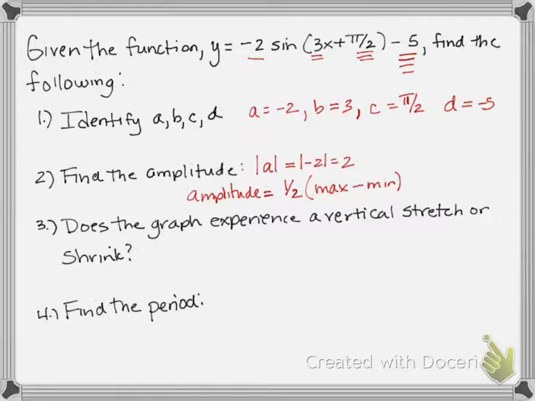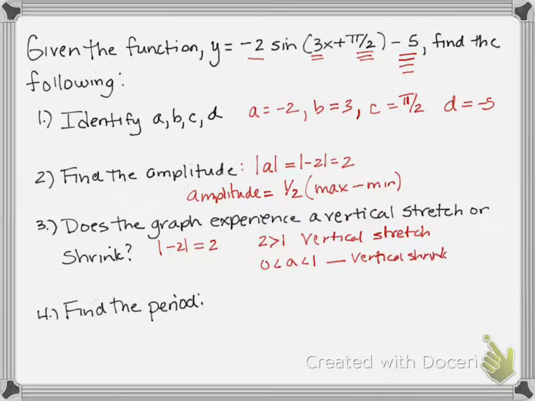Does the graph experience a vertical shift or shrink? All right, so I'm looking at the absolute value of A, and A in this case is negative 2, so the absolute value of negative 2 is 2. So since 2 is greater than 1, we have a vertical stretch. If A was between 0 and 1, it would be a vertical shrink. But A is 2, so it's not between 0 and 1. So we just have a vertical stretch.